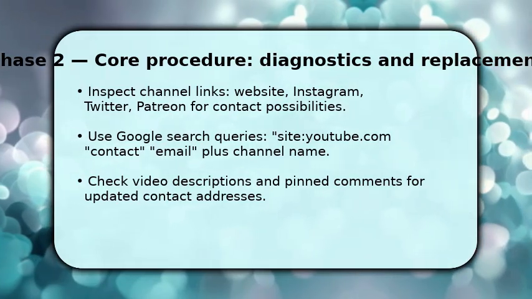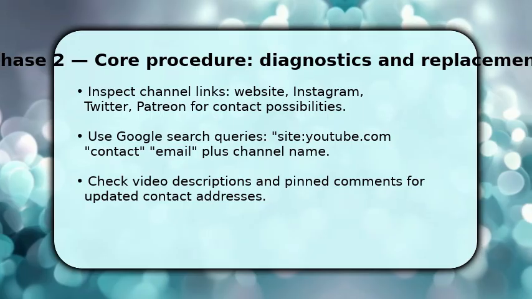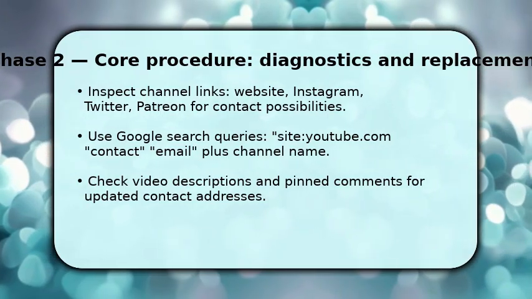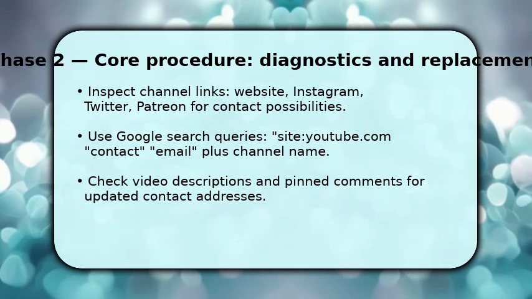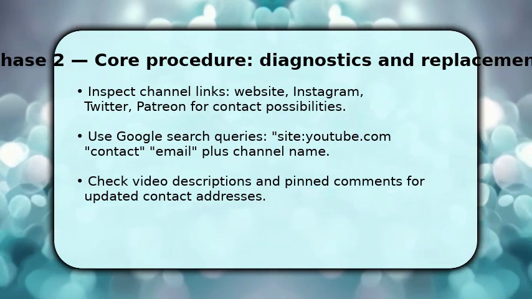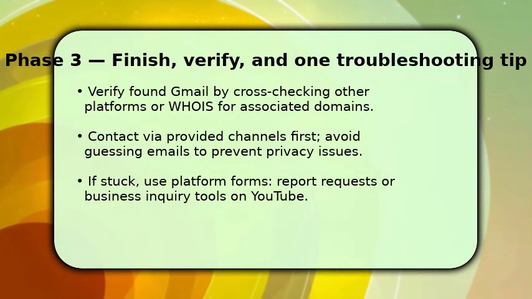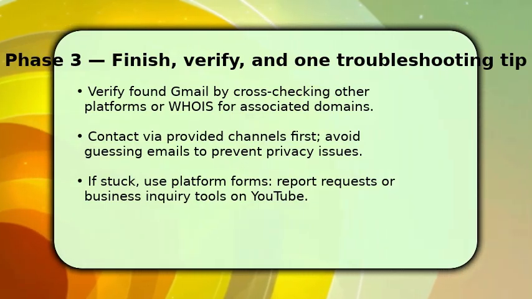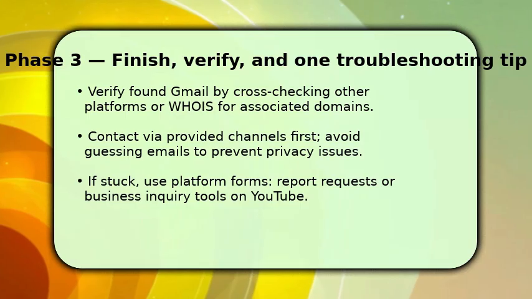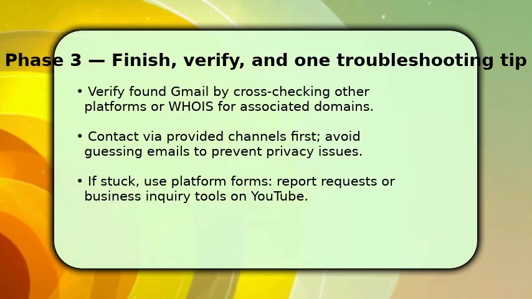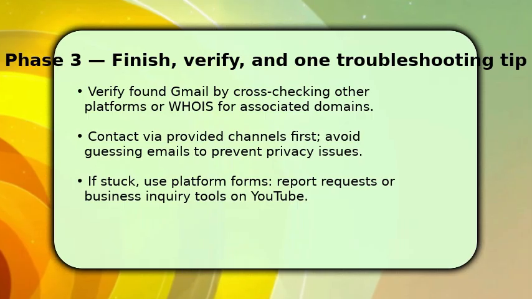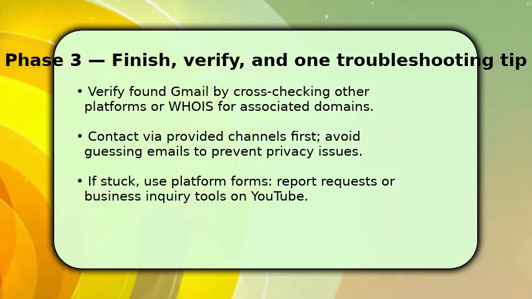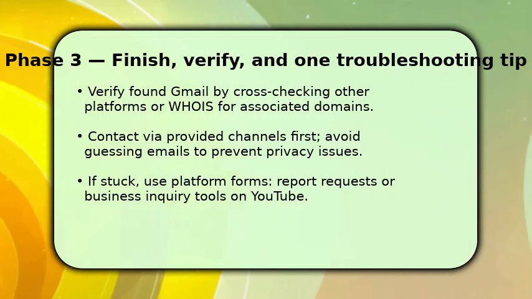If you find a domain email, try to infer a Gmail variant only if the creator lists it publicly. Otherwise, respect privacy and proceed carefully. Finally, verify any discovered Gmail by cross-checking other social profiles or Whois data for linked domains. Consistency indicates authenticity. Once verified, contact through the listed address or platform messaging rather than guessing variants. This prevents misdirected messages and privacy breaches.